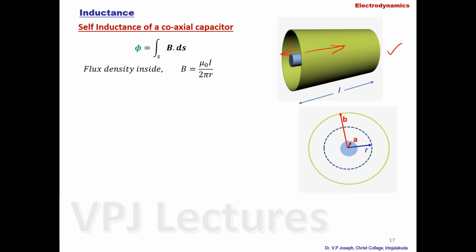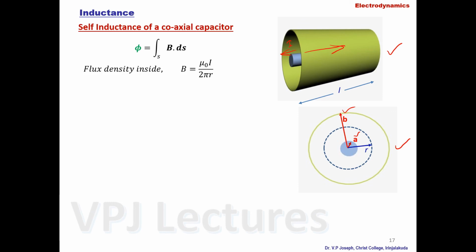And let I be the current flowing through any of this conductor. I is the current flowing through the conductor, and we can see the magnetic field inside the capacitor. This shows the cross-sectional figure of the capacitor with the inner radius a and outer radius b, and we are considering any Amperian loop in order to find the magnetic field inside. The integral form of Ampere's circuital theorem is applied to find the magnetic field inside.